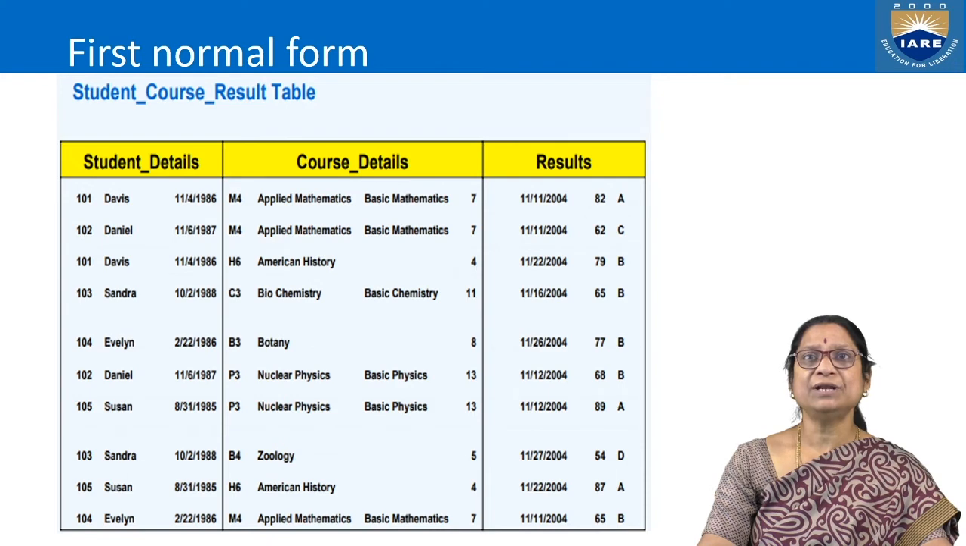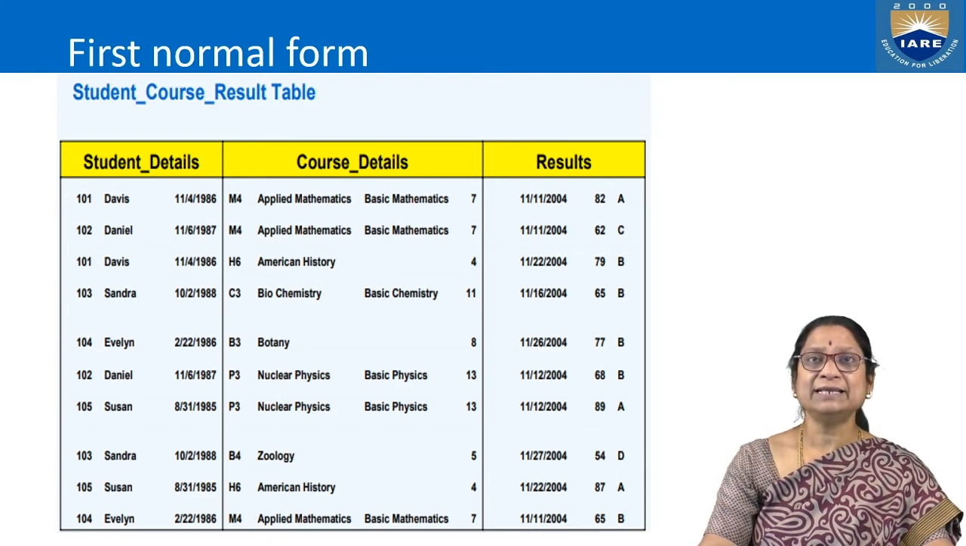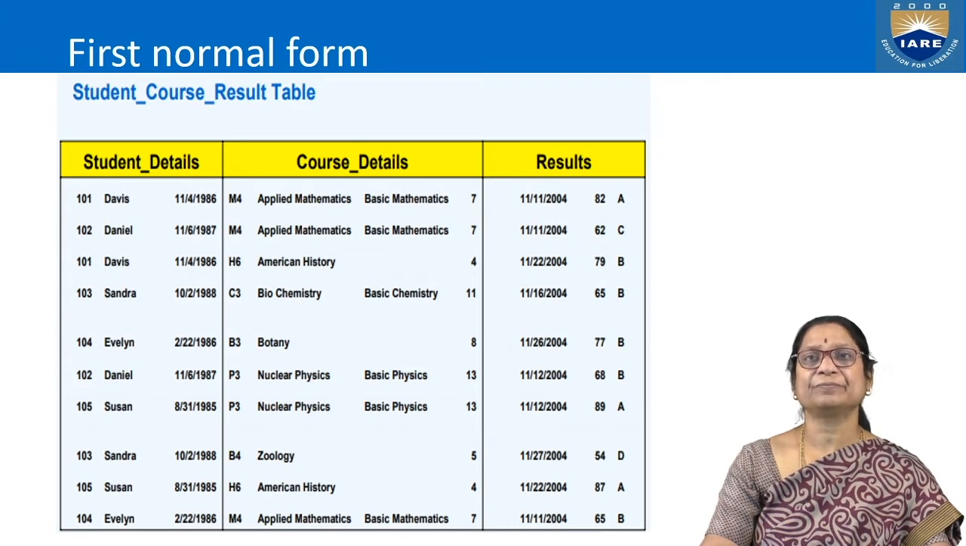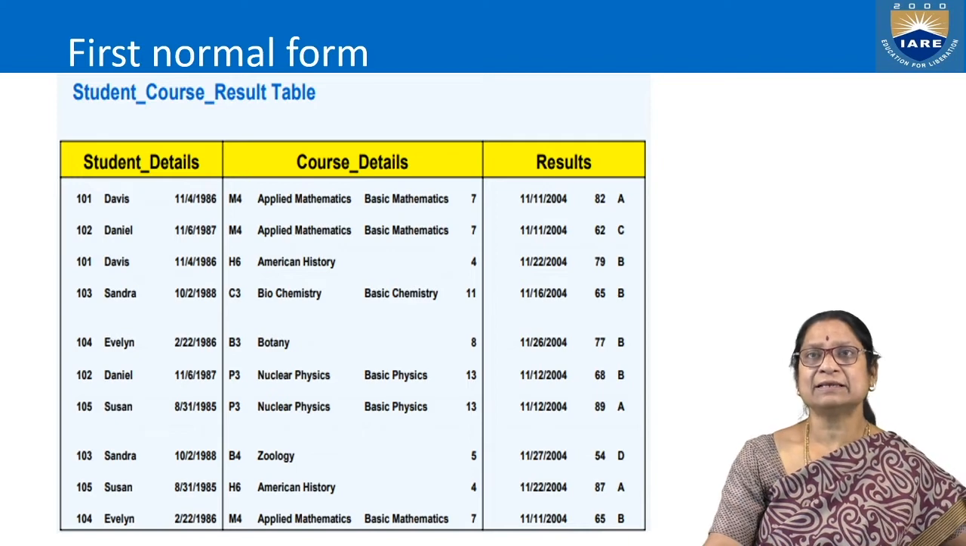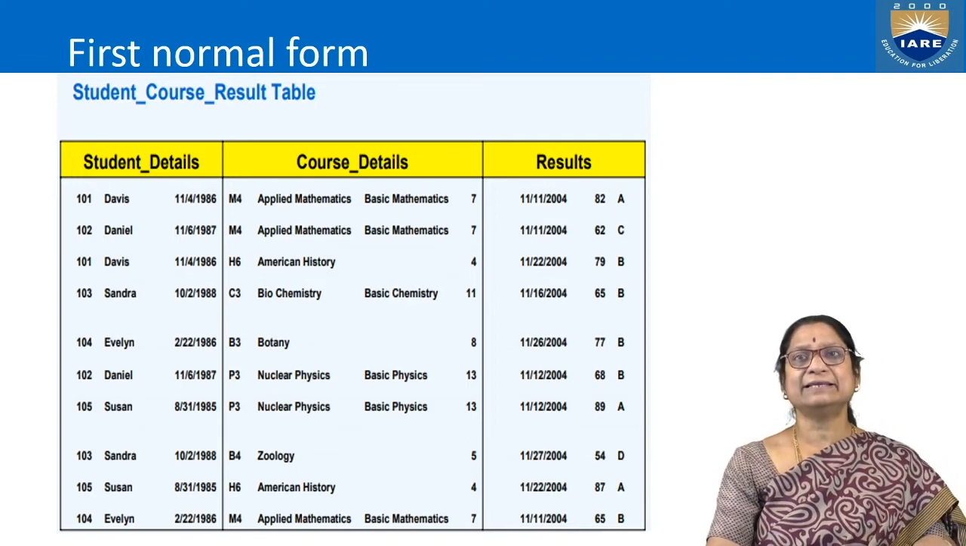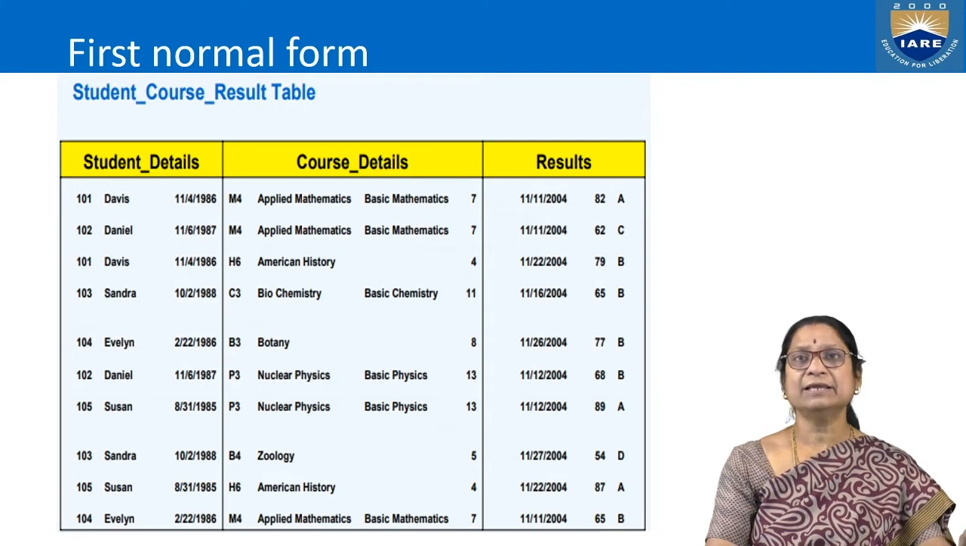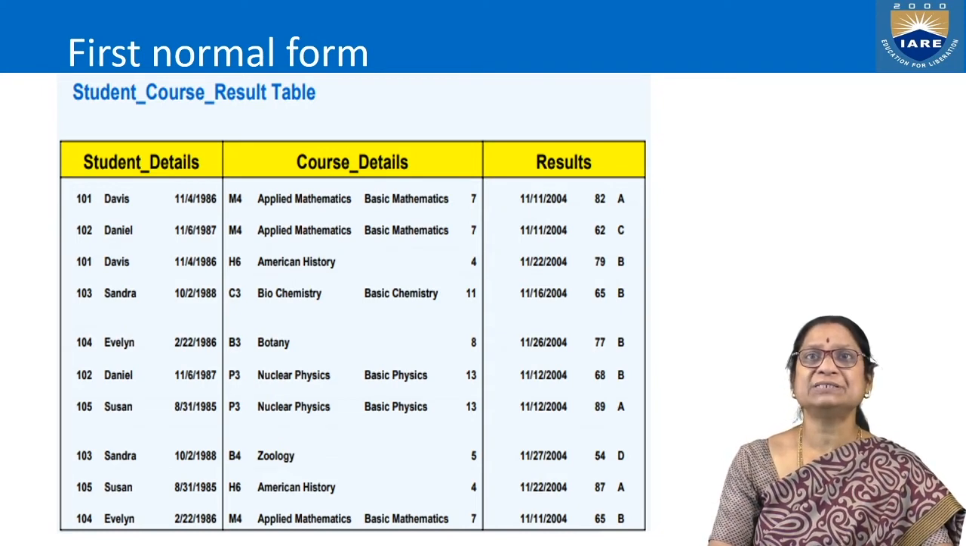You observe, student details is multi-valued. Student details consist of student ID, student name and date of birth. Course details are also multi-valued, a composite attribute. They consist of course ID, course name, area, and number of credits. Results also consist of date, percentage and grade. So based upon these things, we observe that certain data is not atomic here. It's not simple. It is composite.